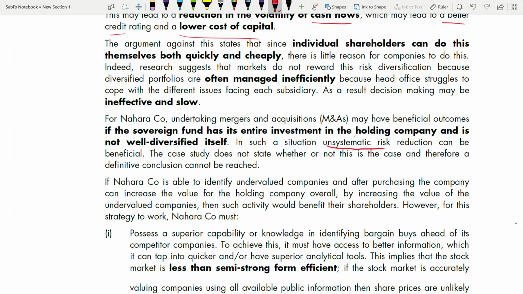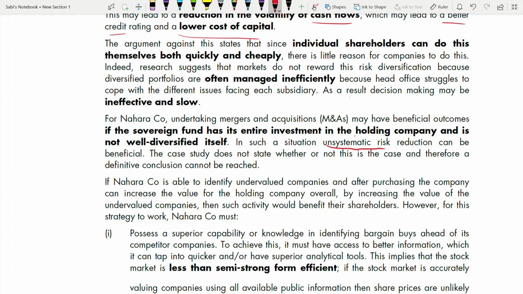The case study does not state whether or not this is the case, and therefore a definitive conclusion cannot be reached. Whenever you cannot reach a conclusion, mind you, you have the freedom of saying that nothing has been mentioned in the case study, so you cannot take a stand, or a conclusion cannot be reached. You can tell that.